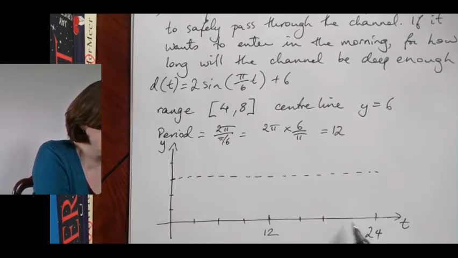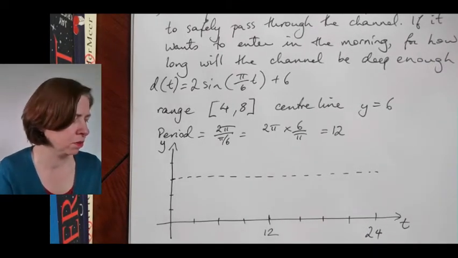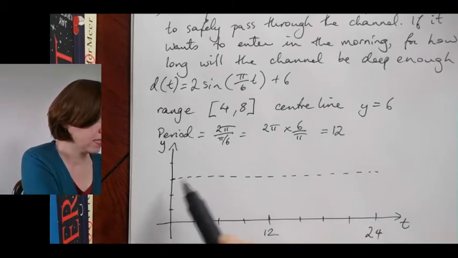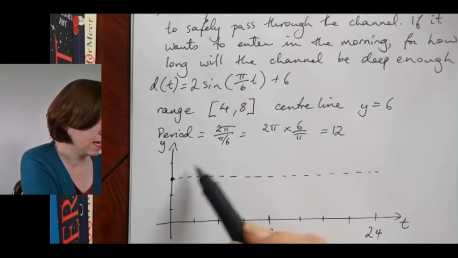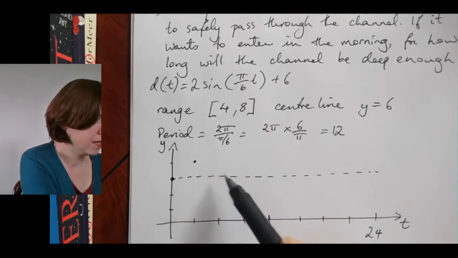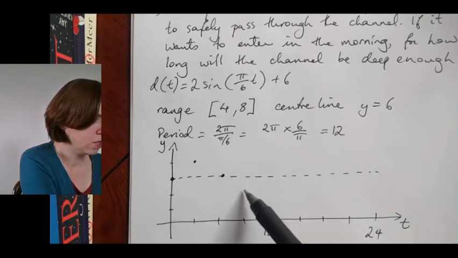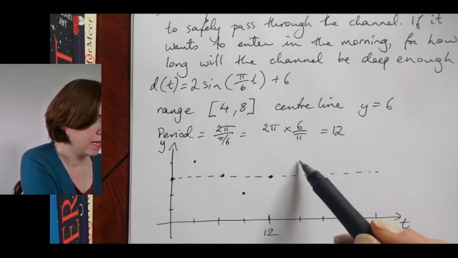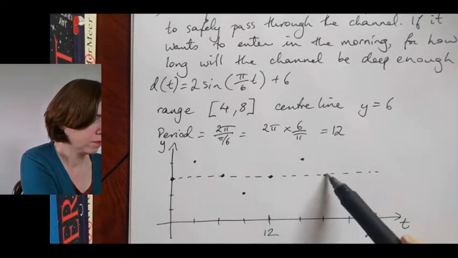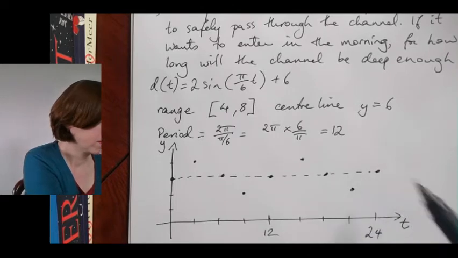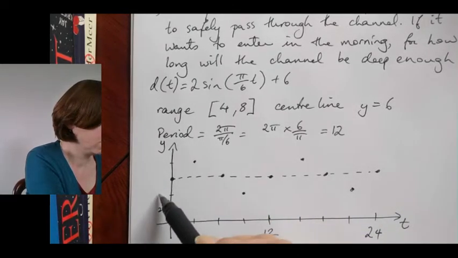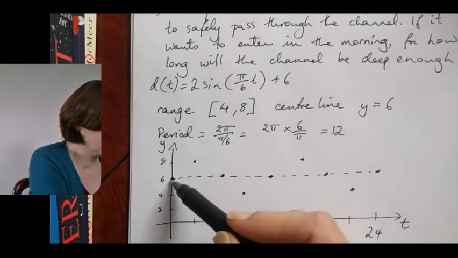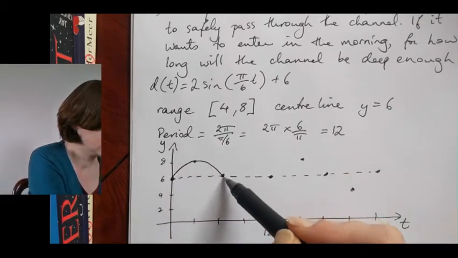I don't necessarily need to mark those in. You can if it helps you. Because it's a sine graph, I'm going to start here at my midpoint and then go up to a maximum, back to the midpoint, down to a minimum, back to the midpoint, and repeat. I haven't marked these in, 2, 4, 6, 8, and then I'm going to join those with as smooth a curve as I can.